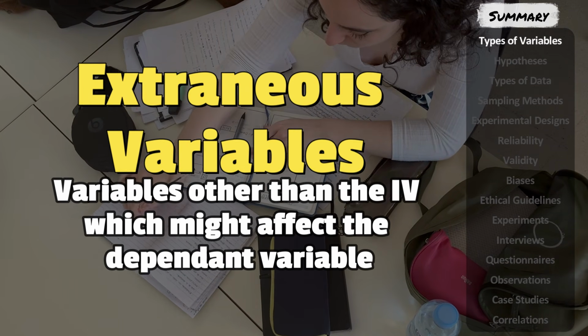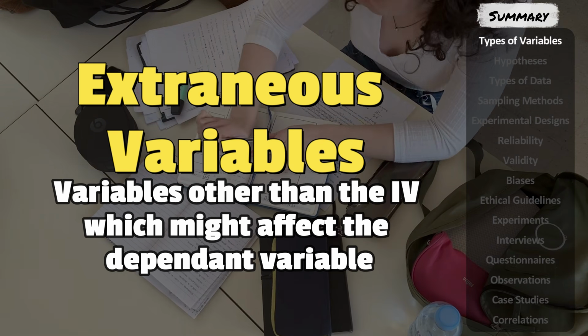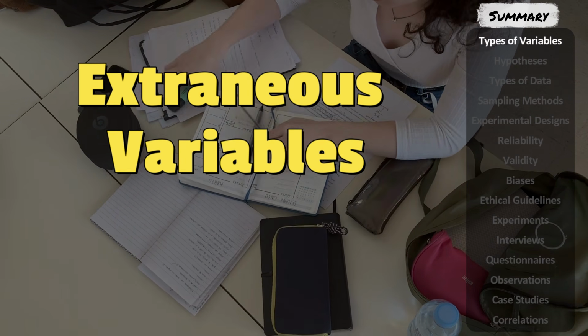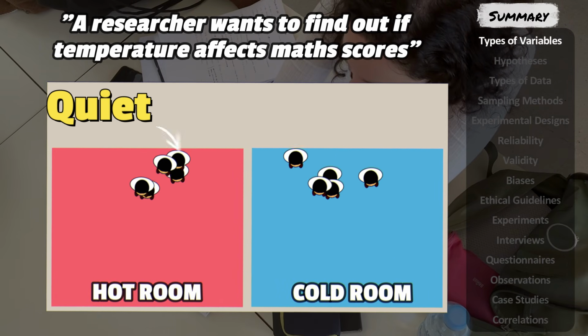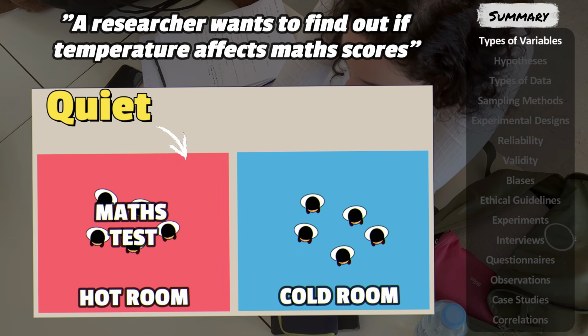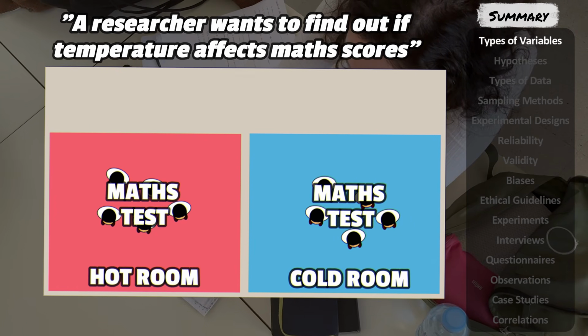Finally, we have an extraneous variable. And these are variables that might affect the results of the study, which the researcher hasn't chosen to control. So, for example, in the hot or cold room condition, it might be that in the hot room, there was a really quiet room. In the cold room, maybe there was loads of noise going on outside. That would also affect math scores, and it would be an extraneous variable.